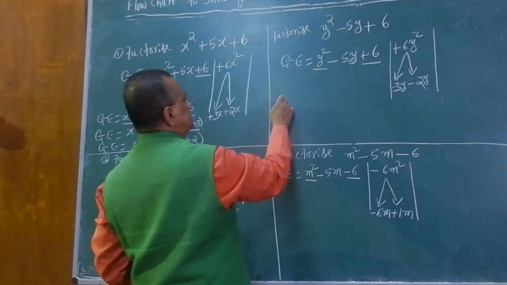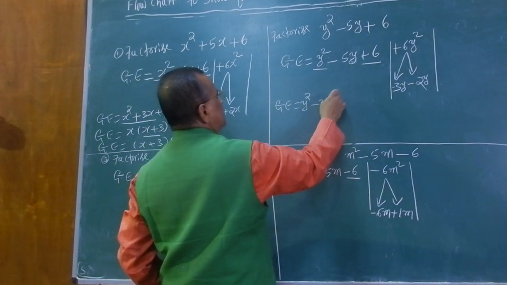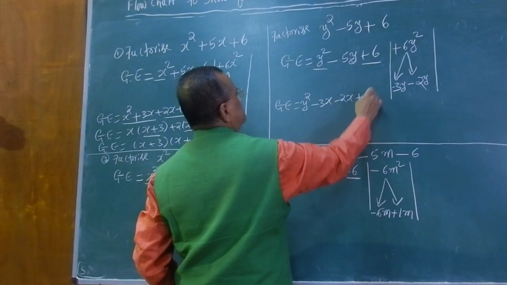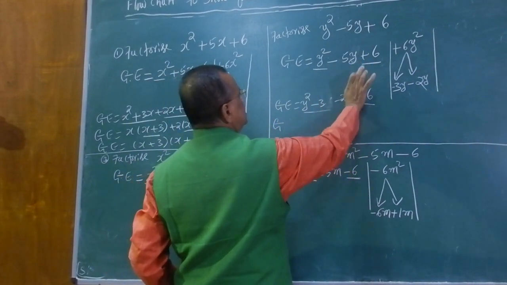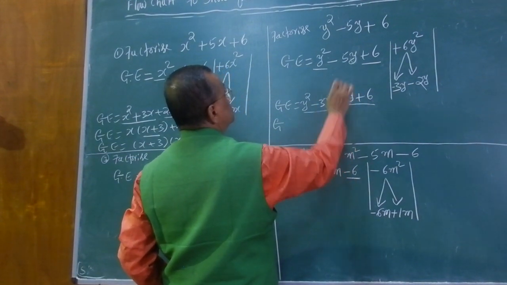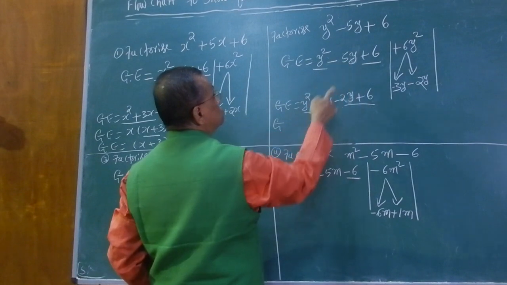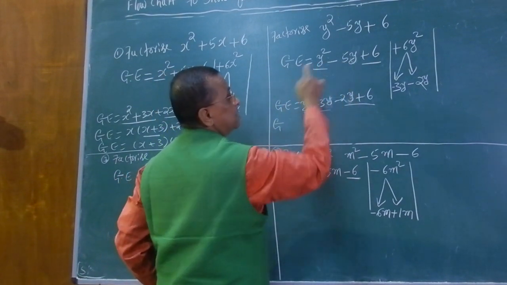In the second case, keep the first term as it is, split the middle term, minus 3x minus 2x plus 6. Underline first 2 terms and last 2 terms. Sorry, this is y, variable y we have to take, not x. You must see carefully. You should not make mistakes like this. You must see the variables.